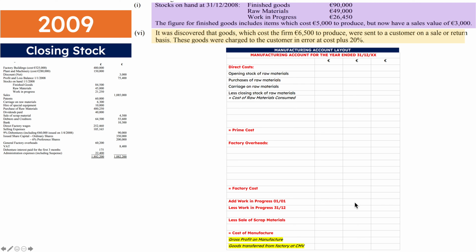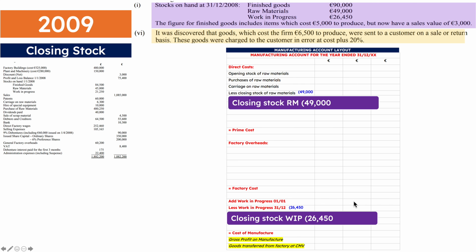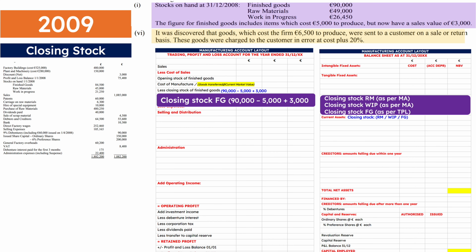Okay, so 2009, so we've got finished goods, raw materials, work in progress. So raw materials and work in progress goes in the manufacturing account, and finished goods goes in the TPL. And the figure for finished goods includes items which cost 5,000 to produce, but which now have a sales value of 3,000. And then the second one, it was discovered that goods which cost the firm 6,500 to produce, so that is the cost price, were sent to a customer on a sale or return basis. These goods were charged to the customer at cost plus 20%.